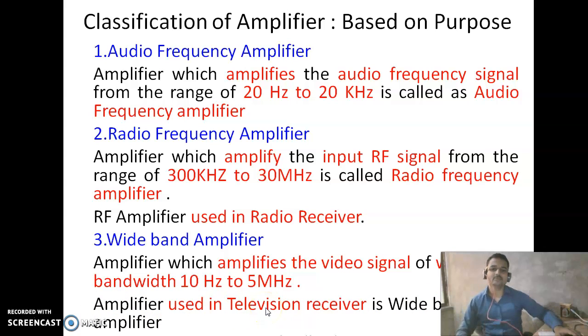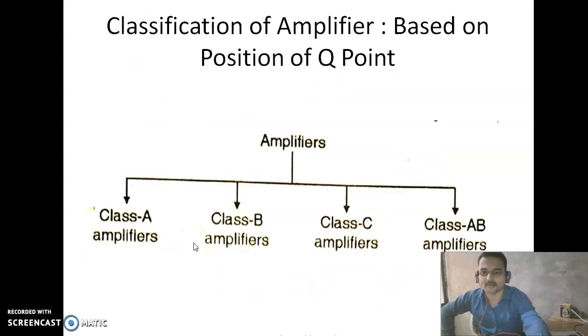Okay, this actually uses the VSB technique, vestigial sideband modulation, and for that technique the amplifier used in a television receiver is a wideband amplifier, using a bandwidth of frequency up to 5 MHz. It is used for amplification of the video signal. For amplification of the video signal we need a wideband amplifier.